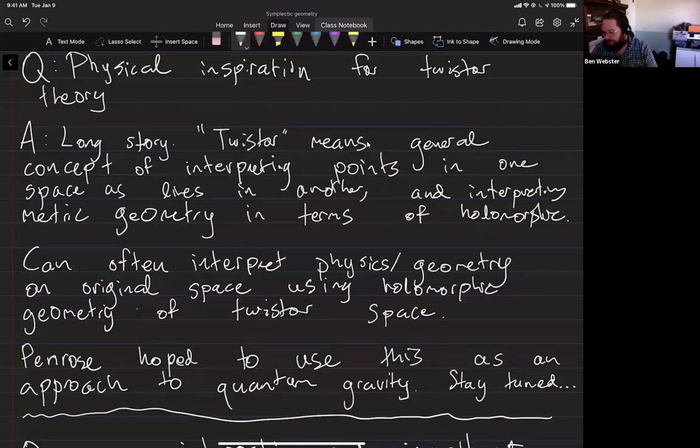So I'm not going to go into this in detail, but in purely mathematical terms, there's interesting stuff about rephrasing solutions to certain differential equations on hyperkähler manifolds in purely holomorphic terms on the twistor space. So there's more than just, oh, this twistor space exists. You can take problems for your original manifold and rephrase them in the twistor space.